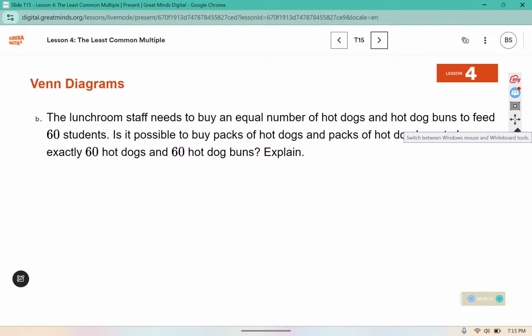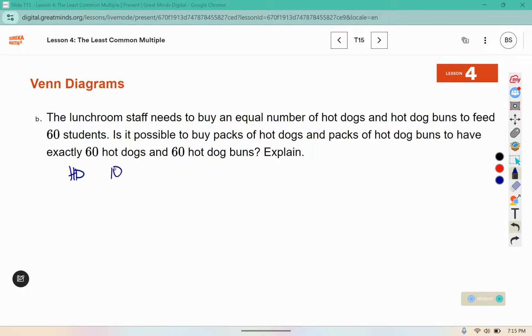The lunchroom, or slide 15, the lunchroom staff needs to buy an equal number of hot dogs and hot dog buns to feed 60 students. Is it possible to buy packs of hot dogs and packs of hot dog buns to have exactly 60 hot dogs and 60 hot dog buns? Explain. Well, our hot dogs come in tens, so 10, 20, 30, 40, 50, 60. So we can get 60 hot dogs.